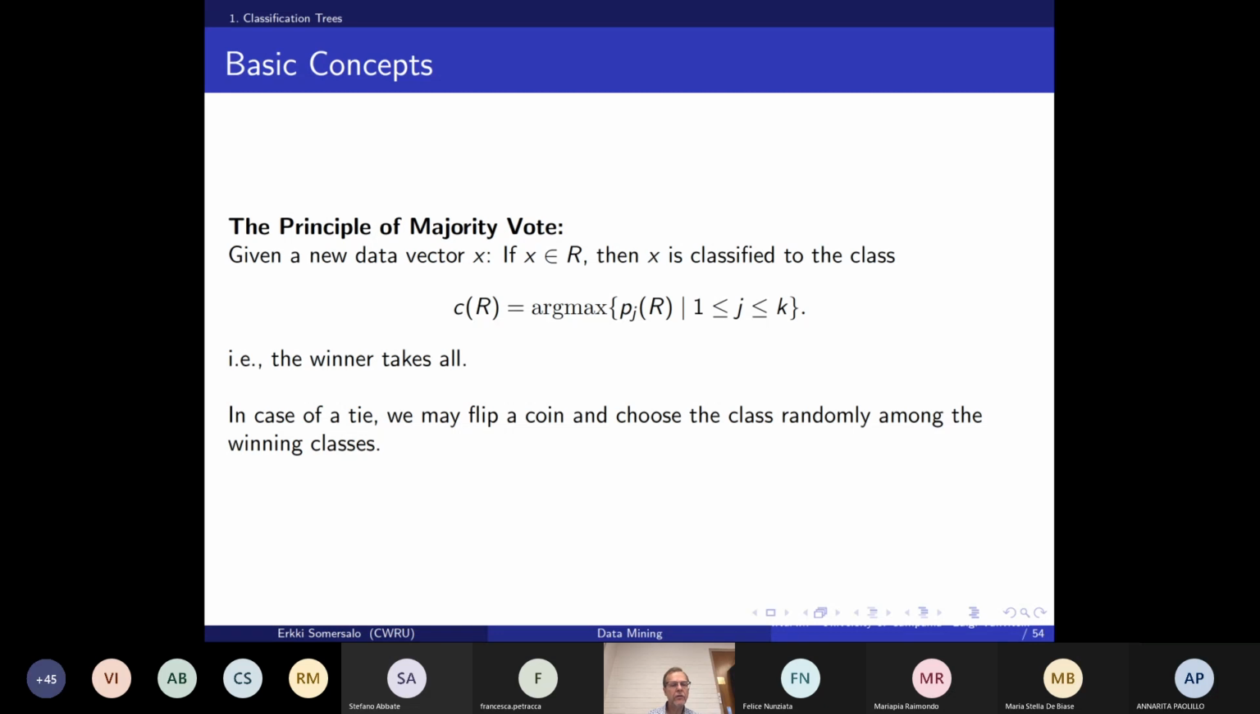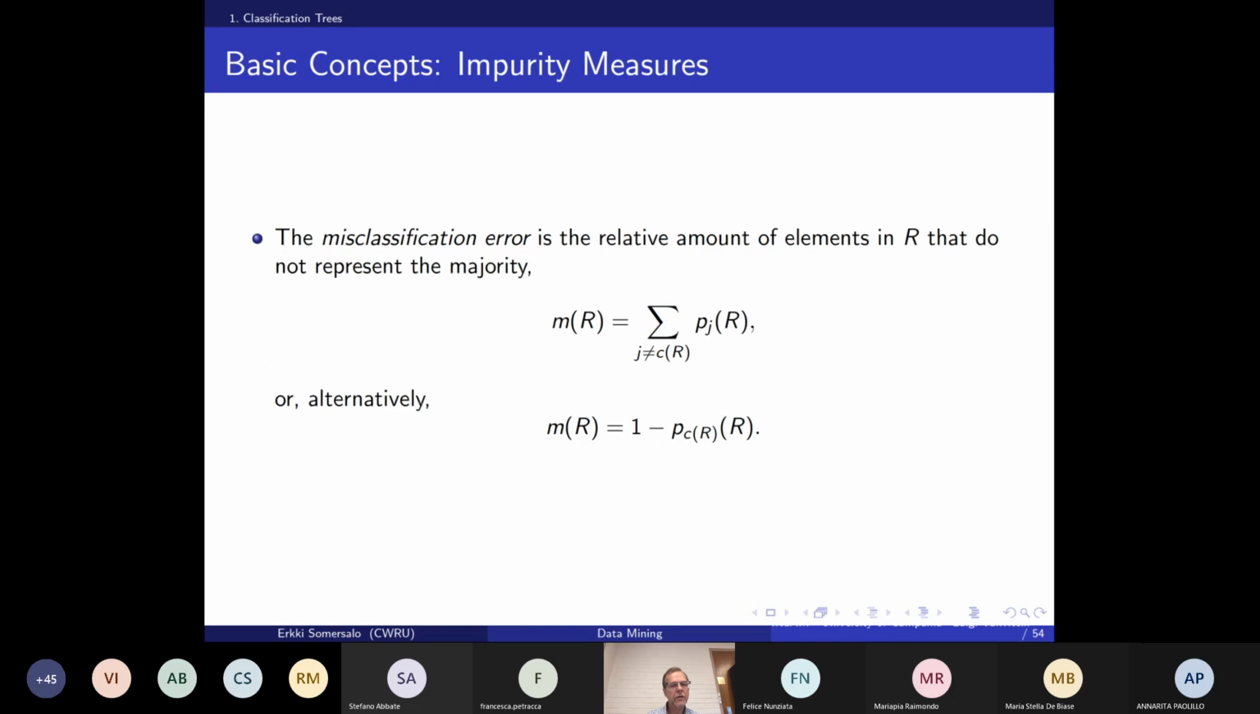Now, if you have a tie, let's say a 50-50 situation or a 1/3, 1/3, 1/3 situation, then you can think that the classification can be done by flipping a coin. So we choose randomly among the winning classes. If you have several winning classes, we leave it to the random process of flipping a coin to decide in which class you are classifying your point x. This is again something that you can criticize, you can modify, but at this point we are simply assuming that we are doing it this way. Okay, so the majority vote principle is the one that we are using.